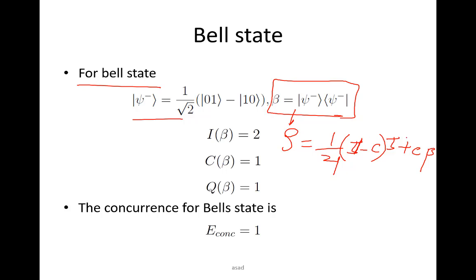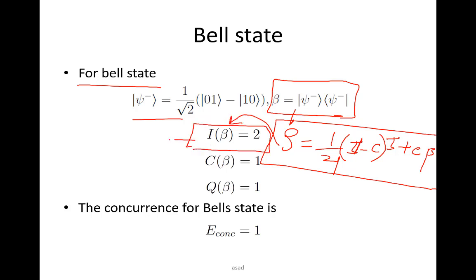This is the density matrix for the Werner state corresponding to the Bell state. If you calculate the quantum mutual information, which is the total correlation, it is 2. The classical correlation is 1, and if you subtract both, you will get the quantum discord. See, the Bell state is a perfectly entangled state, so its discord is 1, as well as its entanglement is 1.